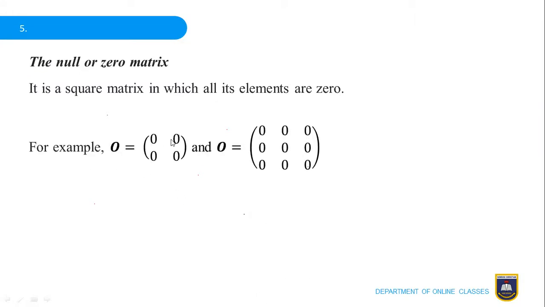So for example, we have the O here. This is a 2 by 2 matrix with each element 0, 0, 0, 0. Another one, we have the matrix O giving us the members 0, 0, 0 throughout. And this is also a 3 by 3 square matrix.